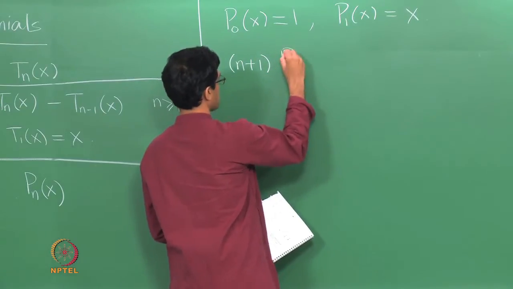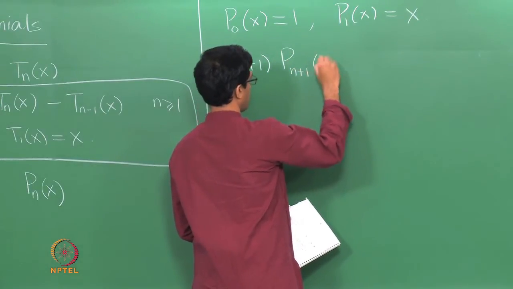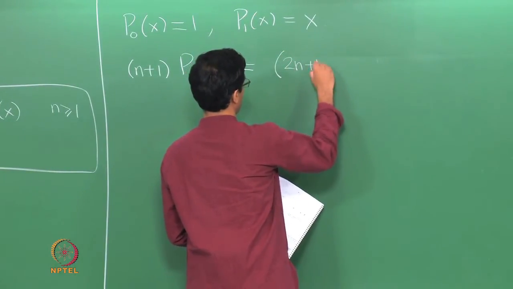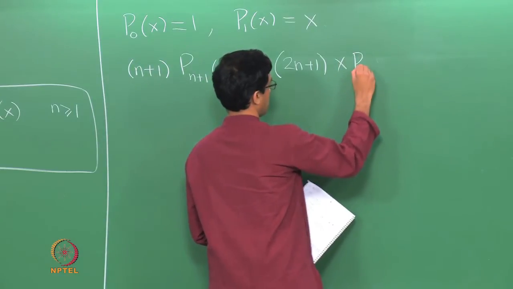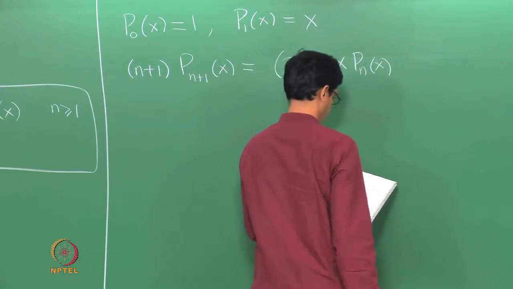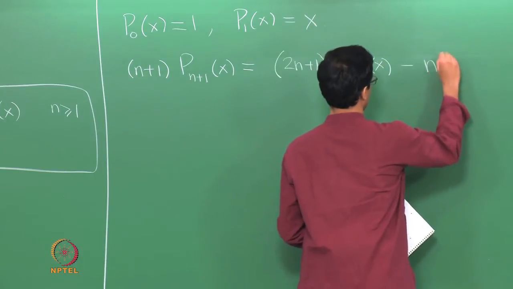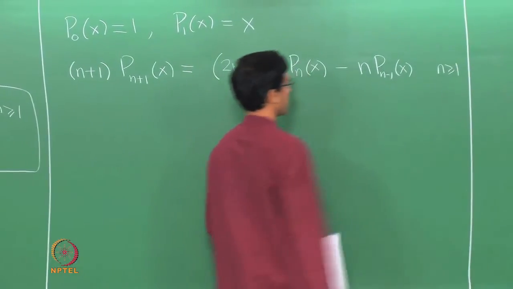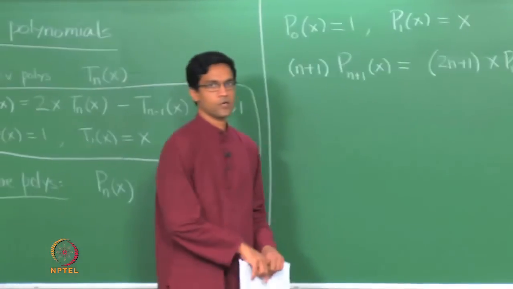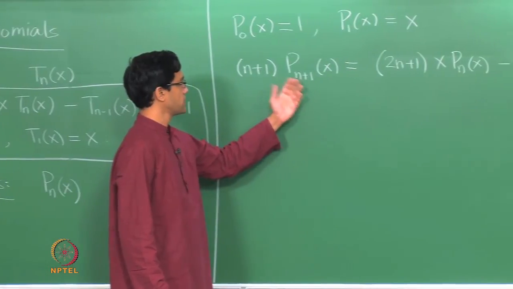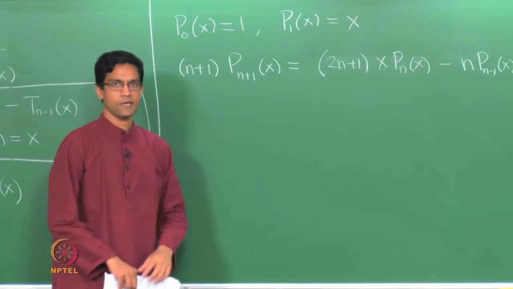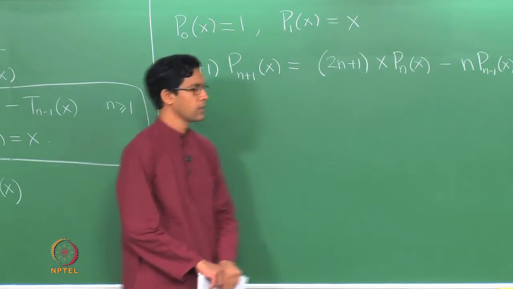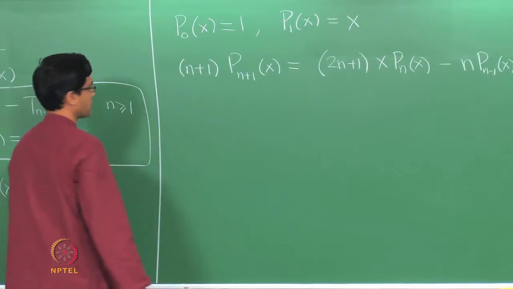Now, we will consider the following recurrence: n plus 1 times Pn plus 1 is the same as 2n plus 1 times x Pn minus n times Pn minus 1, again for n at least 1. So, it is still what is called a 3-term recurrence. It defines Pn plus 1 in terms of the two preceding terms, but notice that the coefficients now are n plus 1, 2n plus 1, n and so on, as opposed to the Chebyshev case.